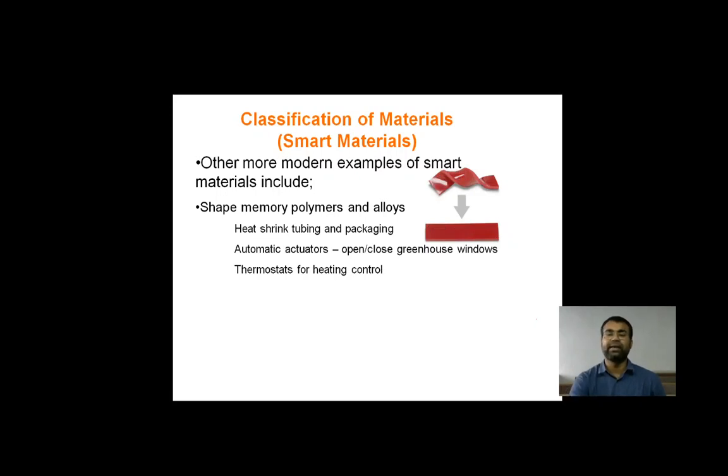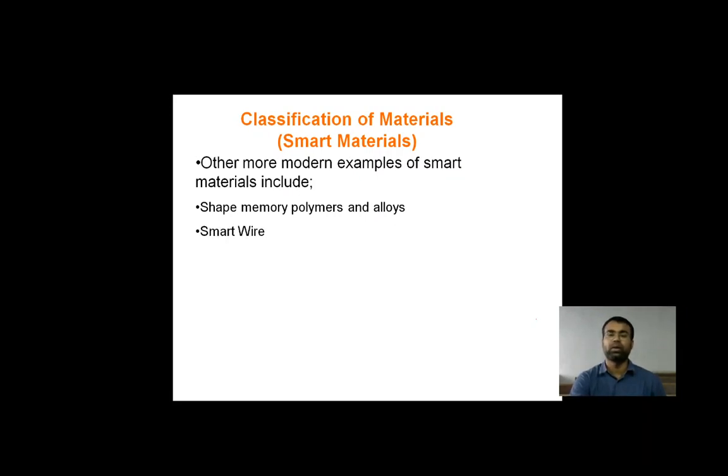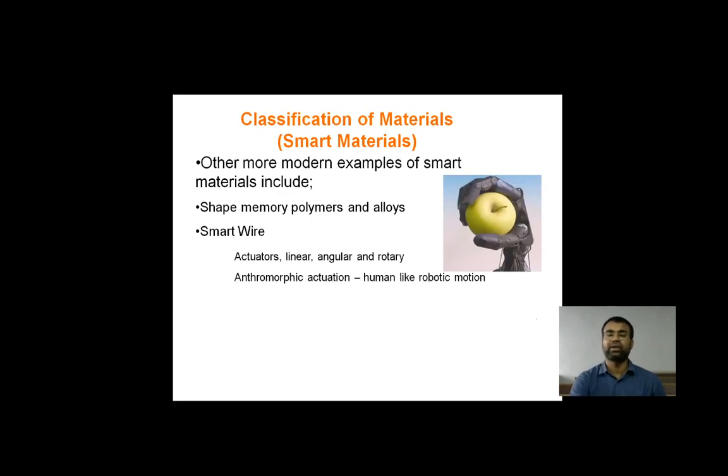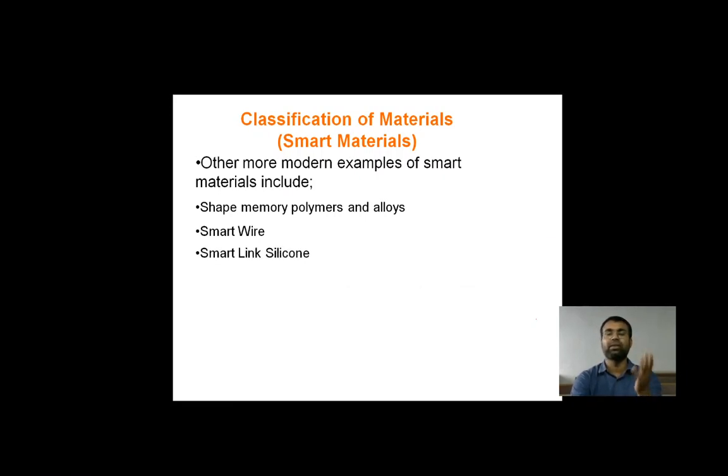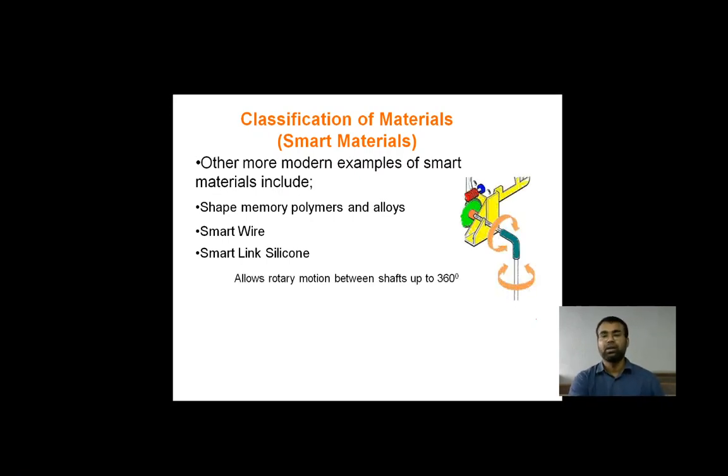which are utilized for heat-shrink tubing and packaging, automobiles, automatic actuators, opening and closing greenhouse windows, and thermostats for heating control. Smart wires actuate linear, regular and rotary thermal actuation; this is the wire which is utilized for robotic motion. That is how they sense how to contract and expand. This is only because of the smart sensing in that particular material, which enables this kind of smart thinking. Also, rotary motion can shift up to 360 degrees.